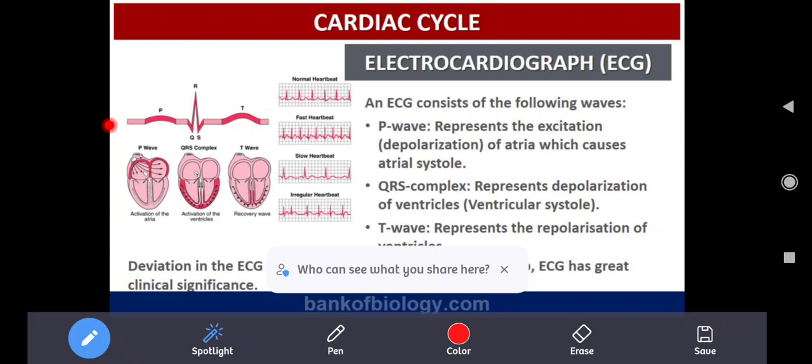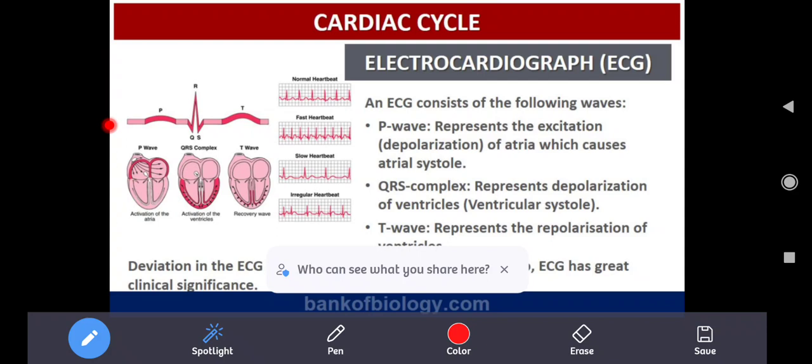So P, Q, R. The P wave is depolarization of the atria, and the QRS complex represents depolarization of the ventricles, for example, ventricular systole. When the ventricular systole happens, these three waves occur. The T wave represents the repolarization of the ventricle.